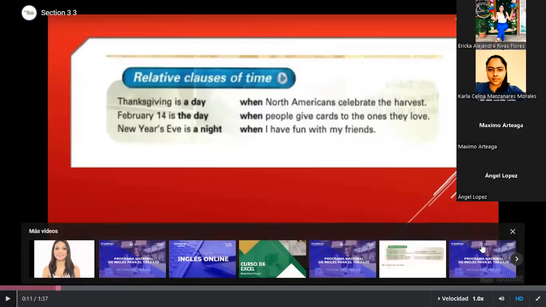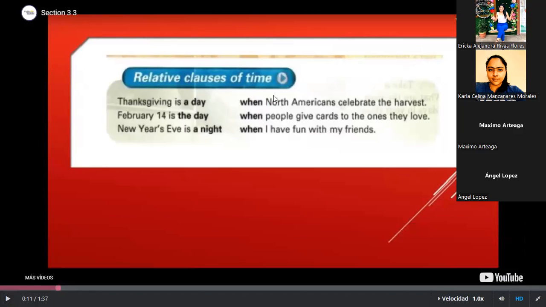Okay, we're going to stop there because I need to explain something here that is related to relative clauses. Do you know what a relative clause is? Carla? No, teacher, I don't know. Don't know. Okay, anyone else here? You don't have an idea about what a relative clause is?